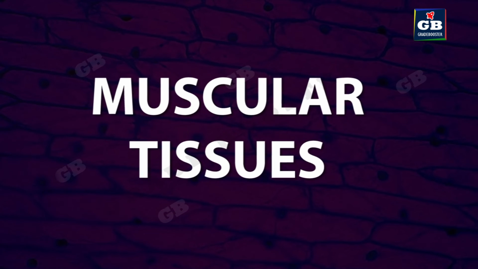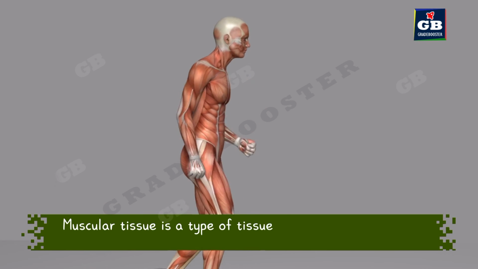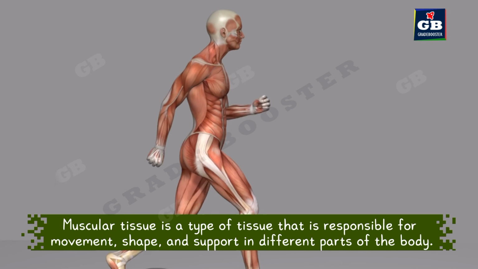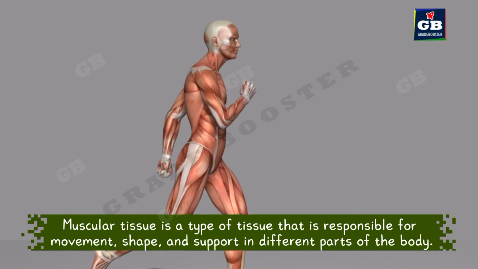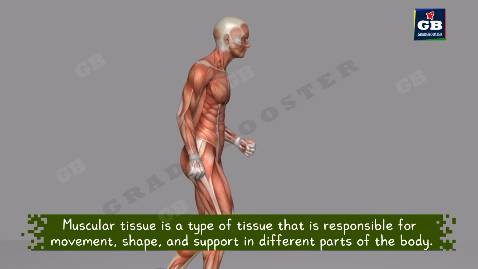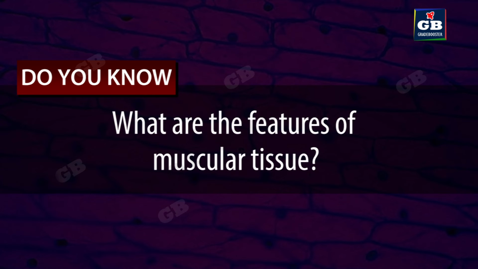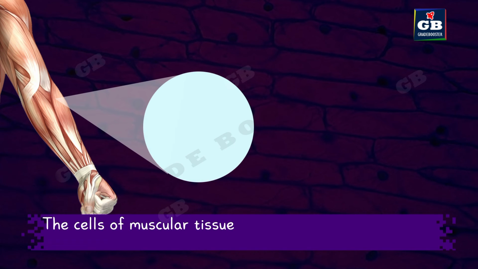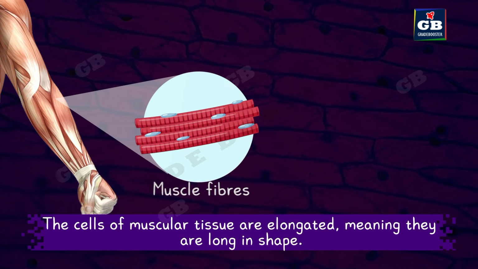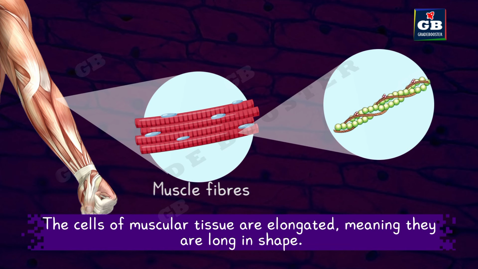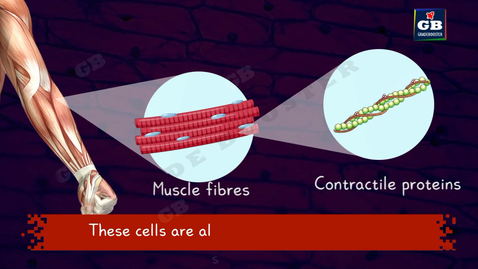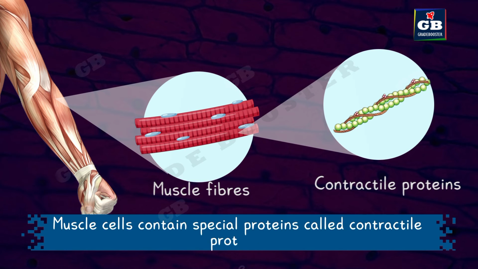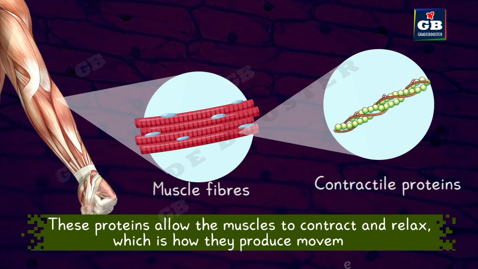Next, muscular tissues. Muscular tissue is a type of tissue that is responsible for movement, shape, and support in different parts of the body. Features of muscular tissue. They have elongated cells. The cells of muscular tissue are elongated, meaning they are long in shape. These cells are also known as muscle fibers. Muscle cells contain special proteins called contractile proteins. These proteins allow the muscles to contract and relax, which is how they produce movement.